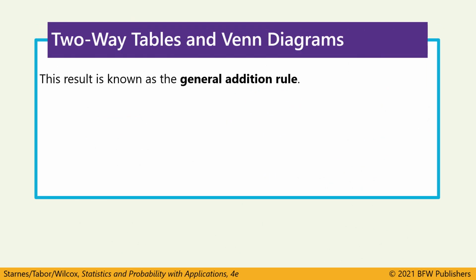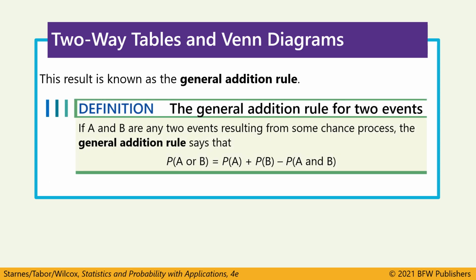That's called the general addition rule. We always need to use this rule when we have events that are not mutually exclusive, meaning that they can happen at the same time. And again, we add each of those probabilities together, and then we subtract out the overlap that's counted twice.